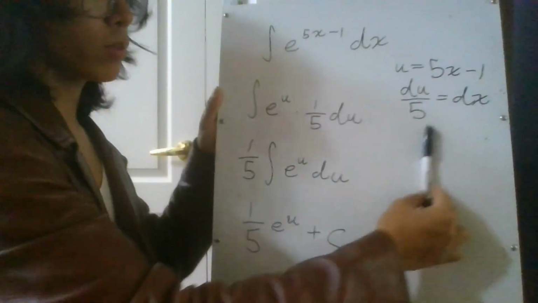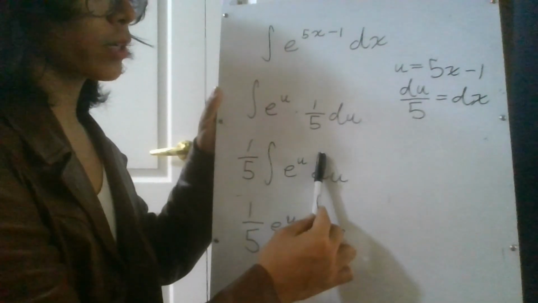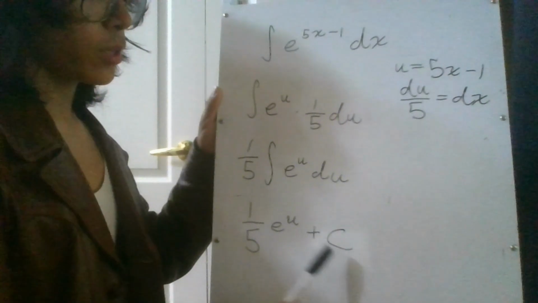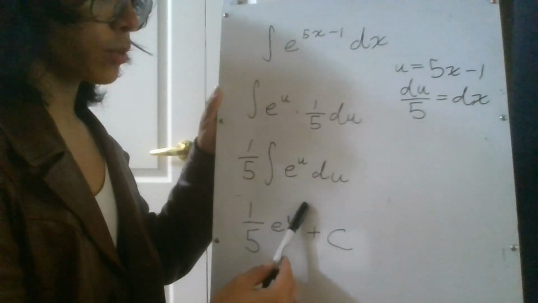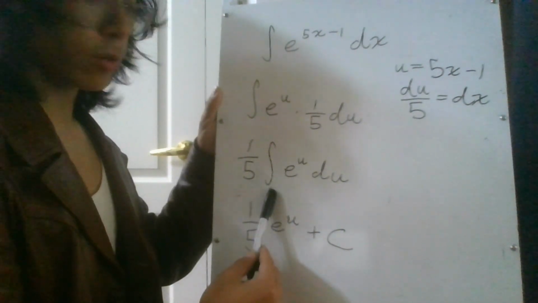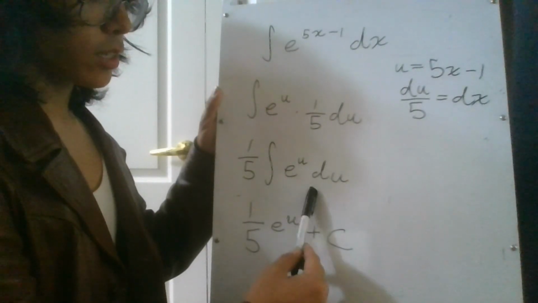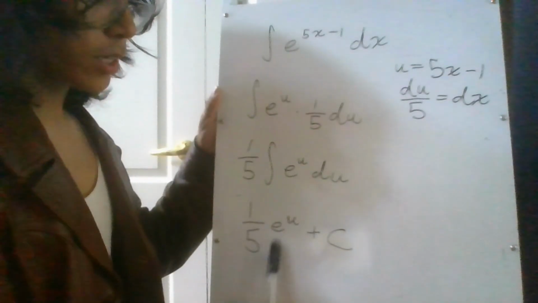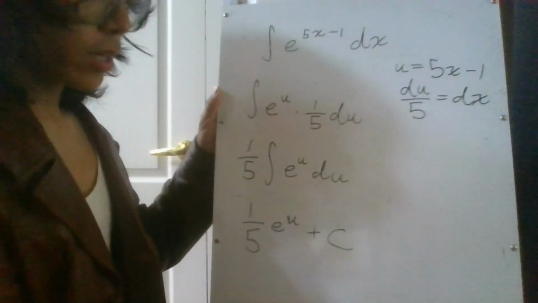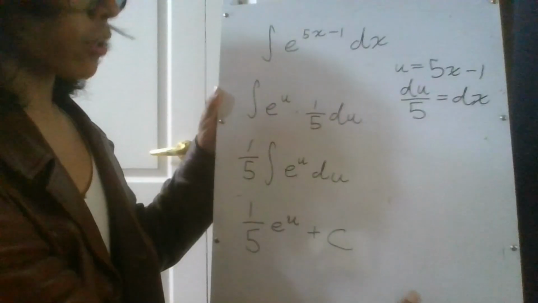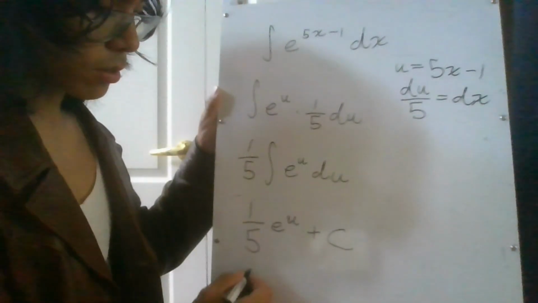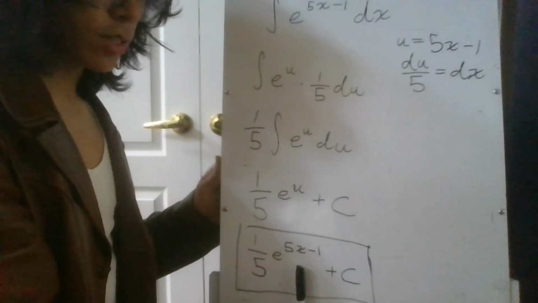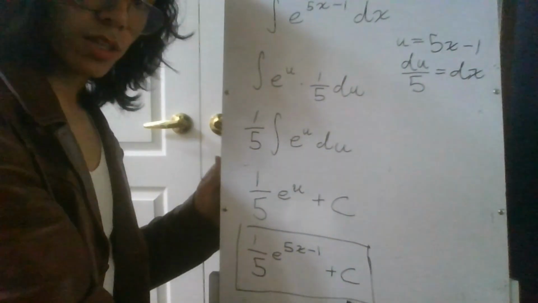Once again, we substitute our values into our equation, giving us this. We use our constant rule for integration to place 1/5 outside of the integral, and then because the antiderivative of e to the u is just e to the u, we get 1/5 e to the u plus c. We then substitute our initial values into this, giving us 1/5 times e to the 5x minus 1 plus c.